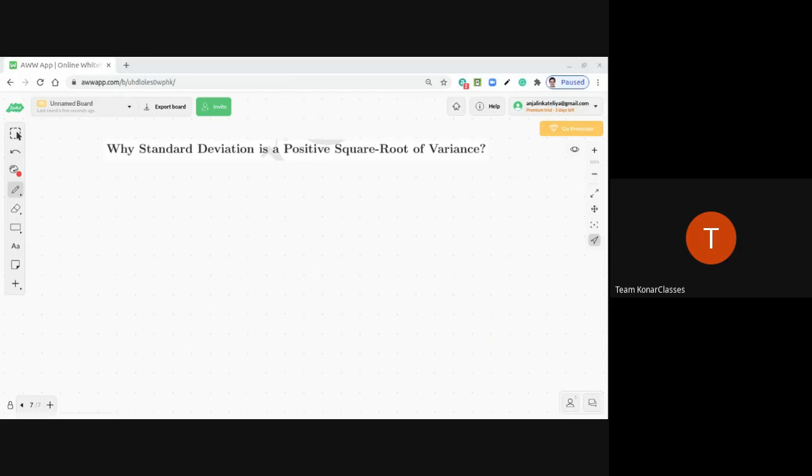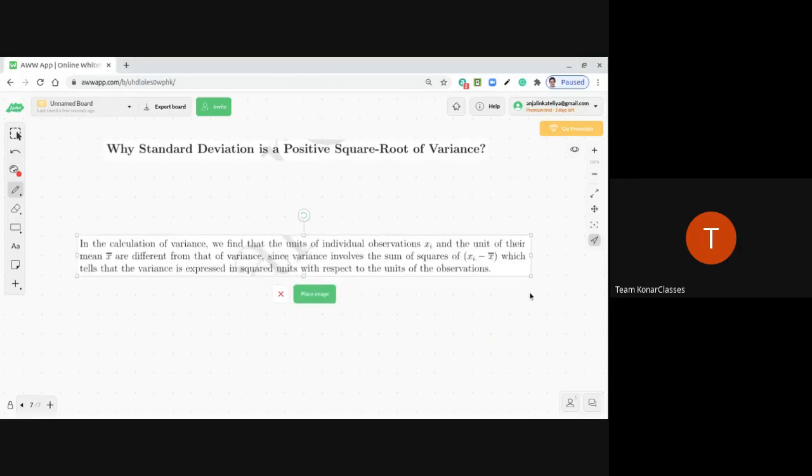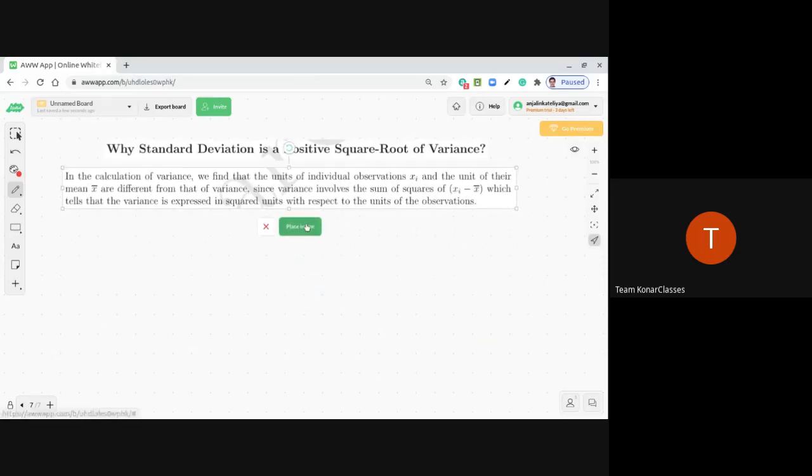In the calculation of variance, we find that the units of individual observations xi and the unit of their mean x bar are different from that of the variance, since the variance involves the sum of the squares, that is xi minus x bar whole square, which tells that the variance is expressed in squared units with respect to the units of the observations. Correct? Let me read out once more. This is an important statement, dear students.